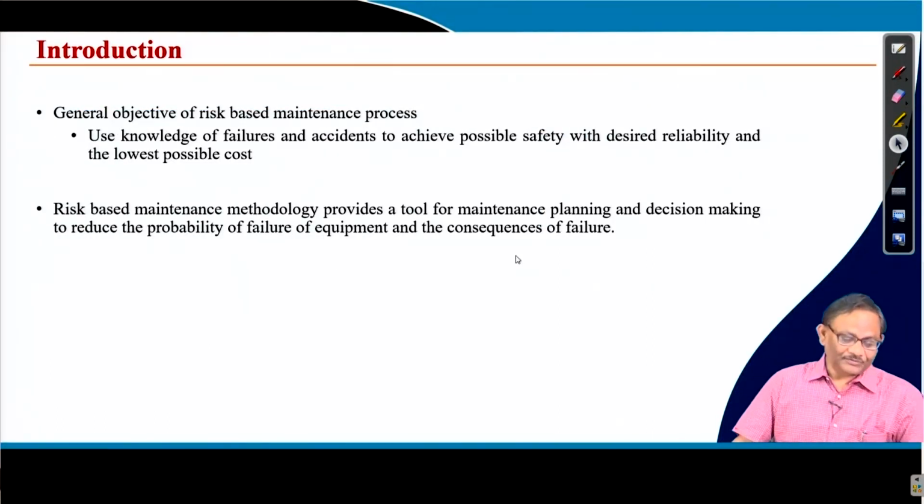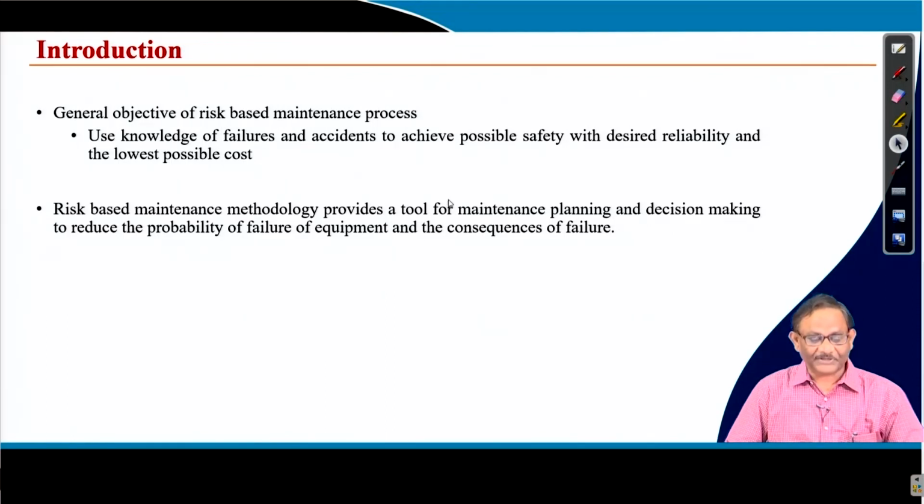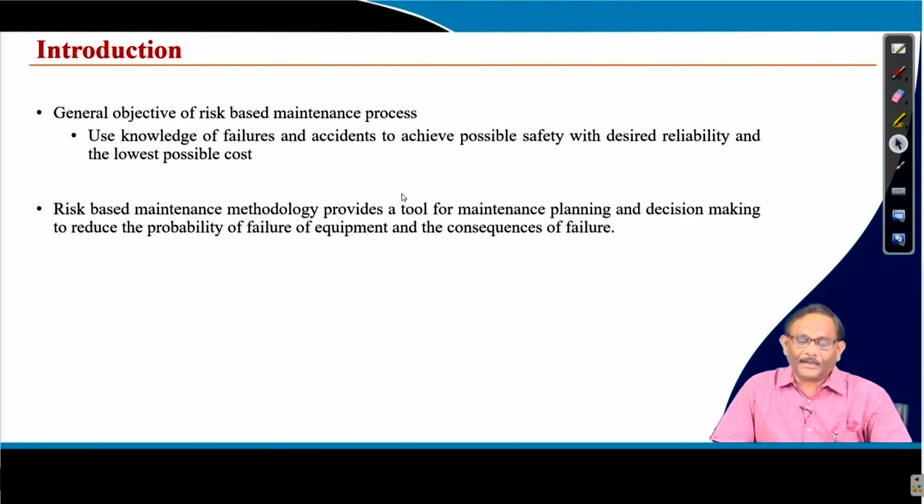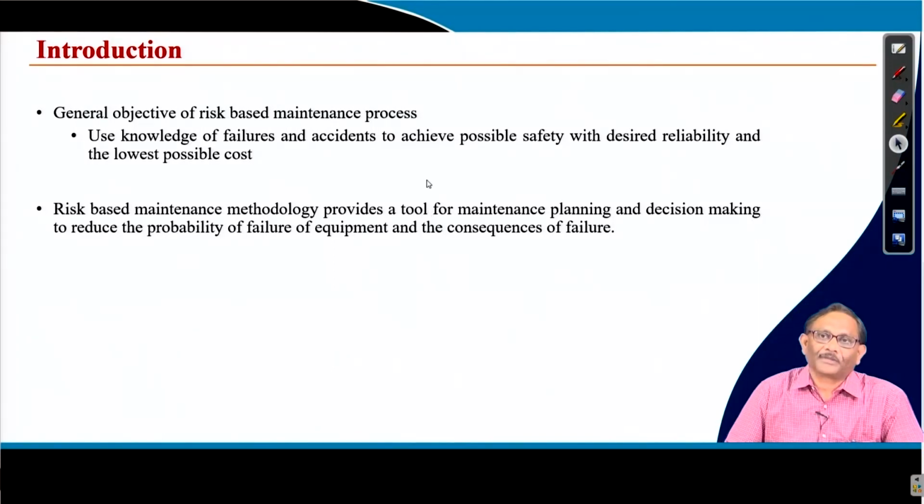First, I will introduce the objective of risk-based maintenance. When we talk about maintenance, the primary purpose is that the equipment or the system should work without any failure. So long as we are interested in the prevention of failure and we are not attaching the cost of failure, then it is basically a reliability centered approach.